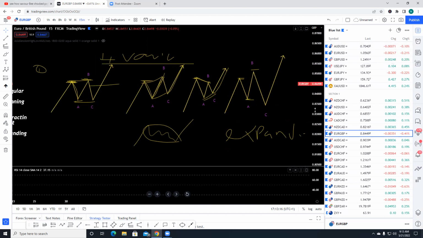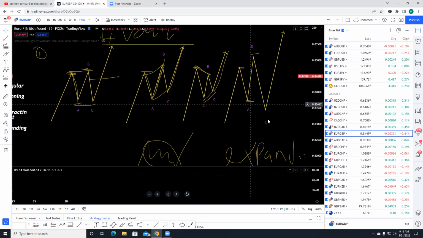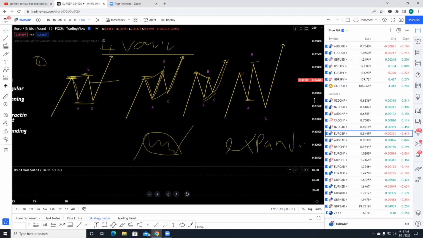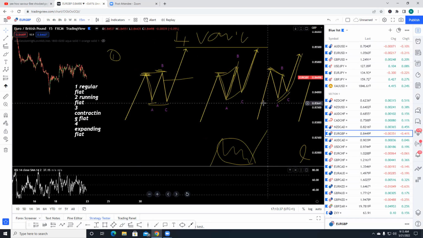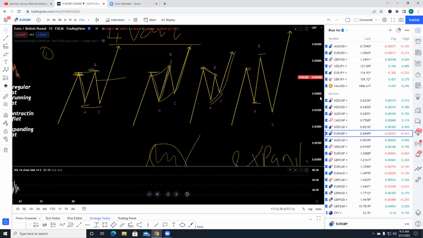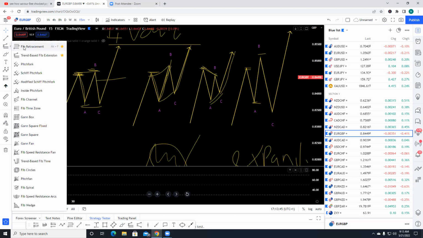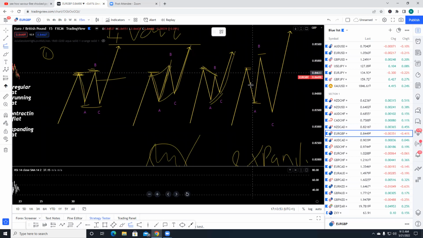I am telling you that wave B can break the level of the starting point of wave A, and wave C can break the terminating point of wave A. But to what extent does this wave C have to go before we would disregard this structure as an expanding flat? We use Fibonacci to do that. Come to Fibonacci here. Look at Fibonacci retracement. No, you're not going to pick that one, guys. Pick trend-based fib extension.